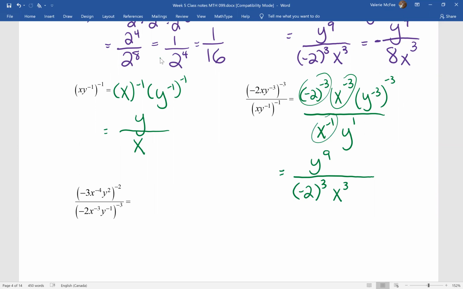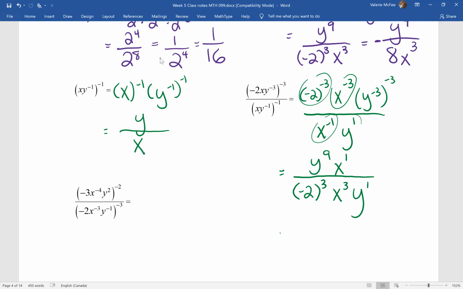Make this a positive exponent, move it to the numerator. This one already has a positive exponent. Leave it in the denominator. Now I have positive exponents on all of my variables. But can we clean it up a little bit?